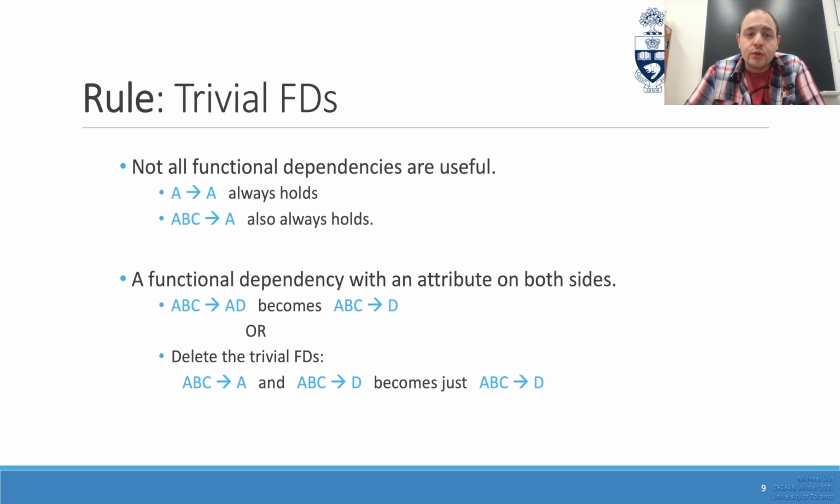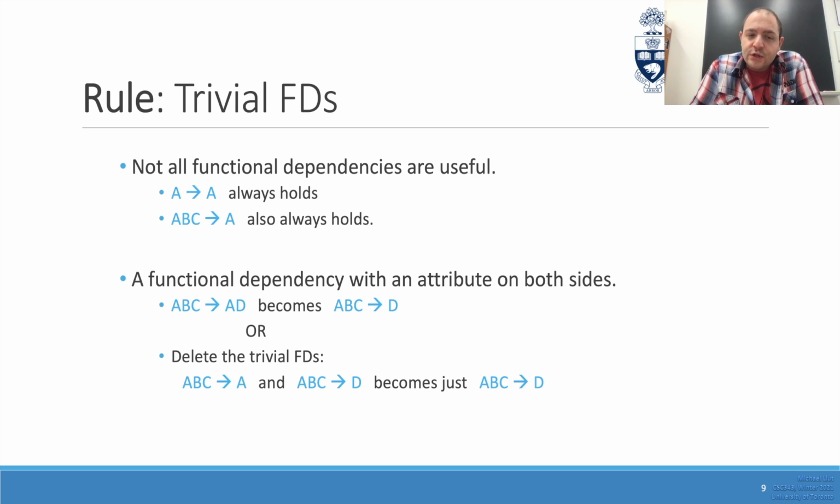So if we look at the rules, specifically trivial functional dependencies, there are a couple of things that can be said here. The first is that not all functional dependencies are useful. For example, A implies A, well, that's something that'll always hold. Technically A can be functionally dependent on itself, but it's something we don't need to explicitly denote. Then something like ABC inferring A, well, we know that we have A on the left-hand side. A infers A. It's a trivial functional dependency. It always holds. Not something we need to explicitly denote.